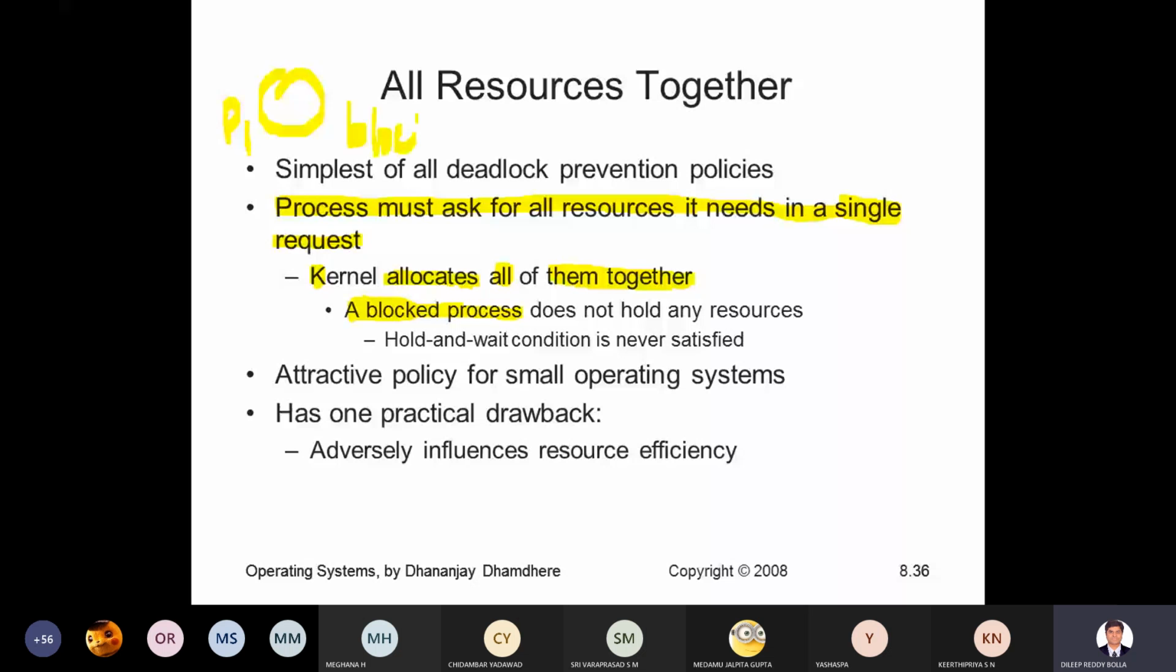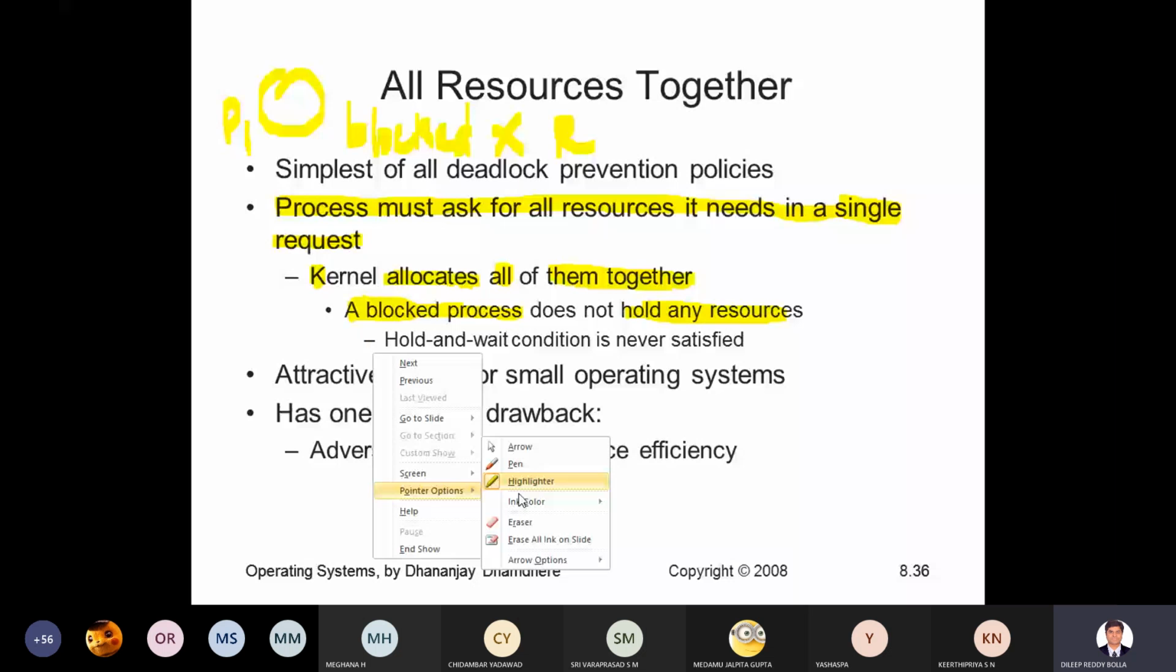This has got blocked. If it is blocked, it does not hold any resource, because as it is blocked here, it does not have any resources. No resources are available for it. Okay, so as there are no resources for it, now this kind of hold and wait condition will not work for that.